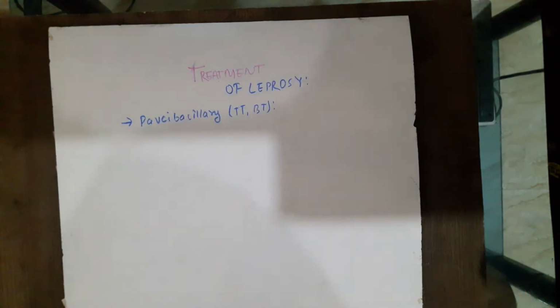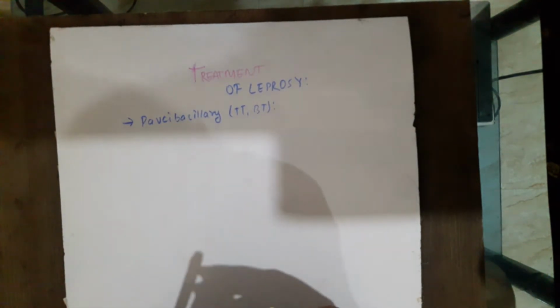In the previous videos we discussed that Ridley and Jopling gave a scale to measure the spectrum of leprosy, and we divided leprosy into 5 types. They were tuberculoid, lepromatous, borderline tuberculoid, and borderline lepromatous. So paucibacillary consists of tuberculoid and borderline tuberculoid.